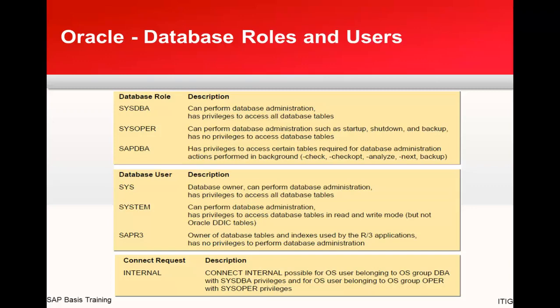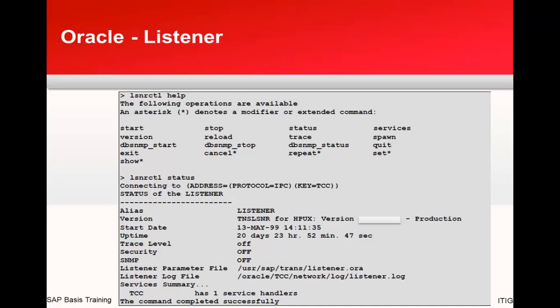Okay, let's get into the next slide, which is about the listener. The listener is pretty important because if the listener is not running, you won't be able to connect to the database. So how do you check whether the listener is running? Just type lsnrctl and type status. It will show you the status of the listener. If you type lsnrctl help, it will show you the different options which can be given with lsnrctl. If you give status, it will say which version it is and whether it is running or not, all that information.